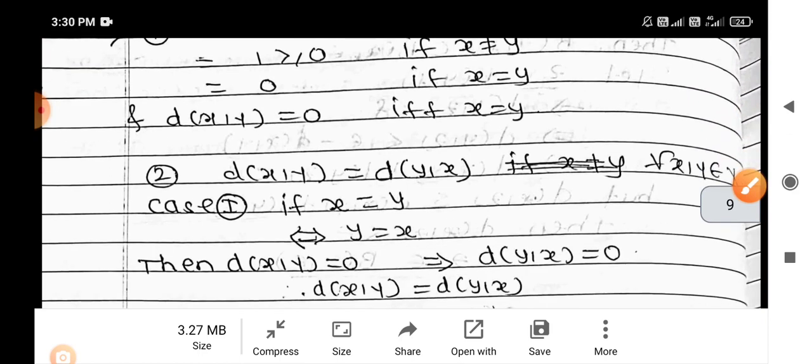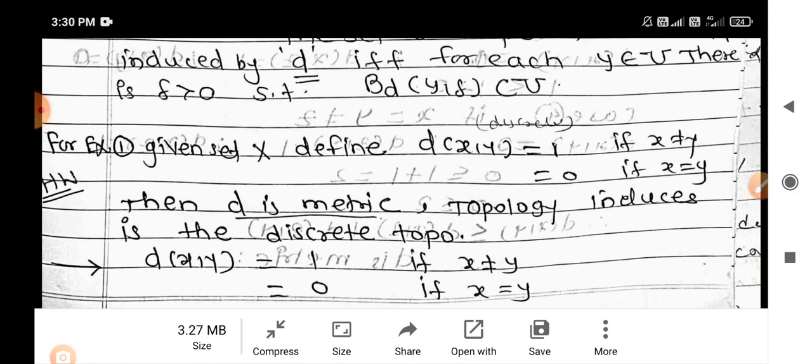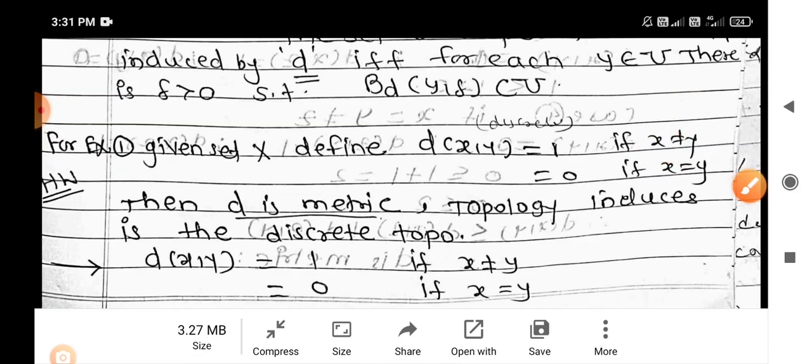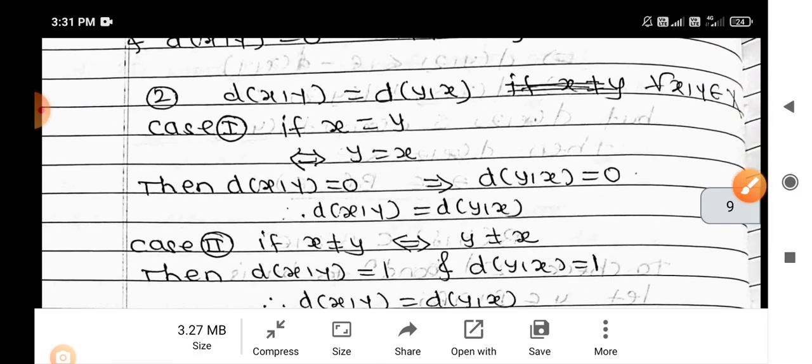Now for the second criterion, D of x,y is equal to D of y,x. Now D of x,y is 1 if x is not equal to y. If x is not equal to y, this implies y is not equal to x. So D of x,y is 1, and D of y,x is 1 if x is not equal to y, and the same condition holds for 0.